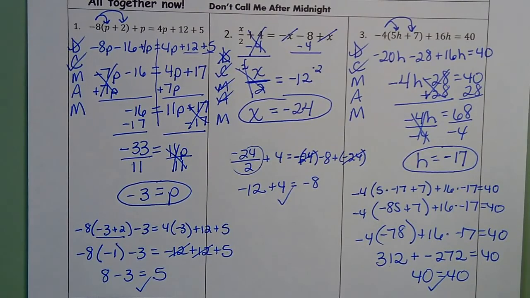Okay, so that is using all of the steps. Sometimes you need to use all of them. Sometimes you can skip a step if you need to, depending on the problem.